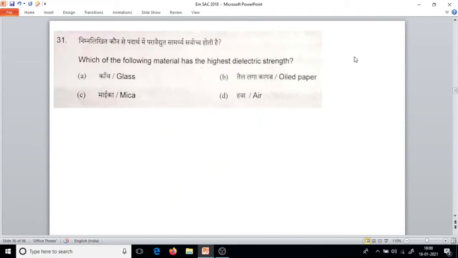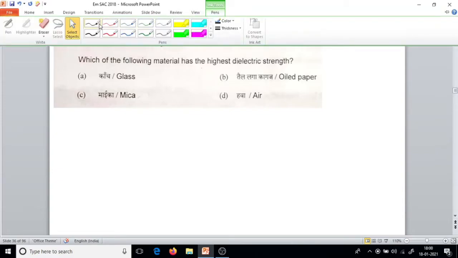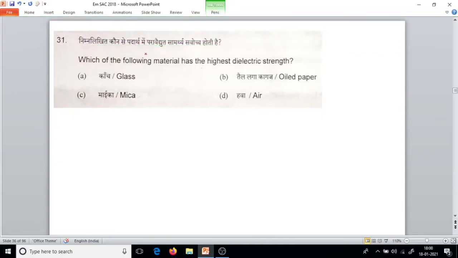Okay, we will continue with the first question. Which of the following material has the highest dielectric strength? That means which will give more insulation for the voltage, electric field. The answer is option C, mica. Mica has the highest dielectric strength.